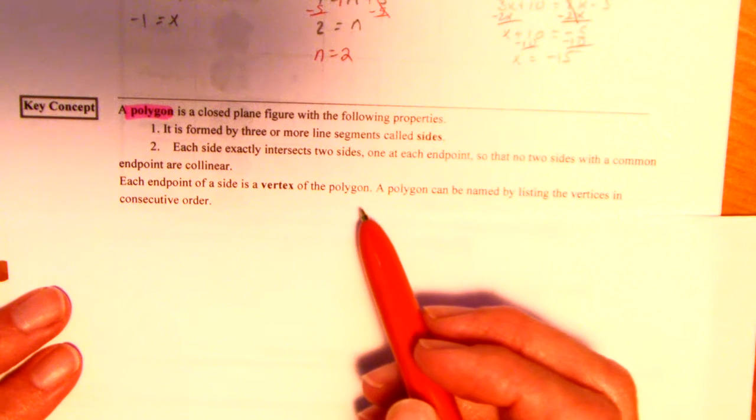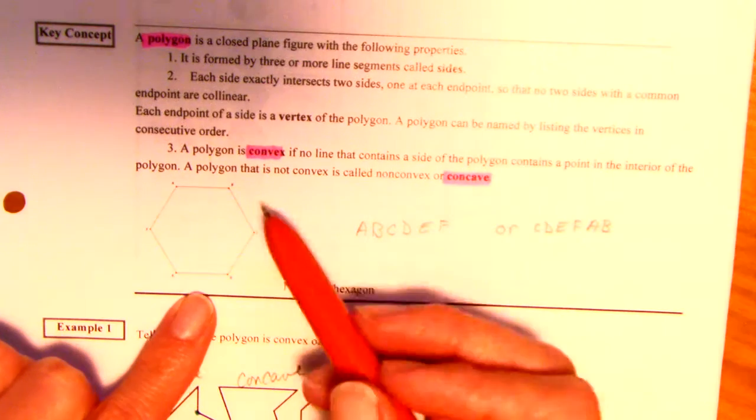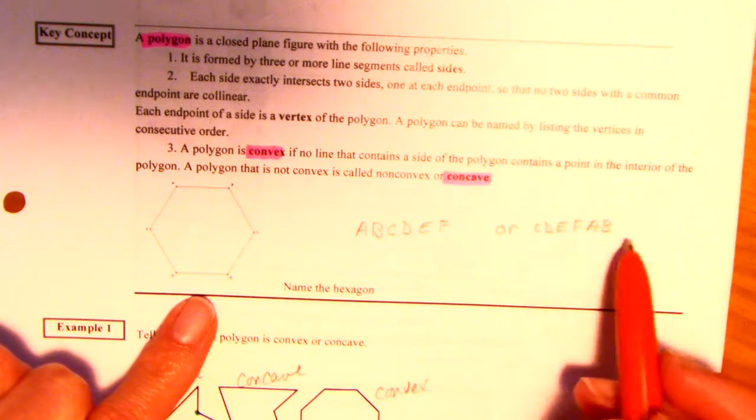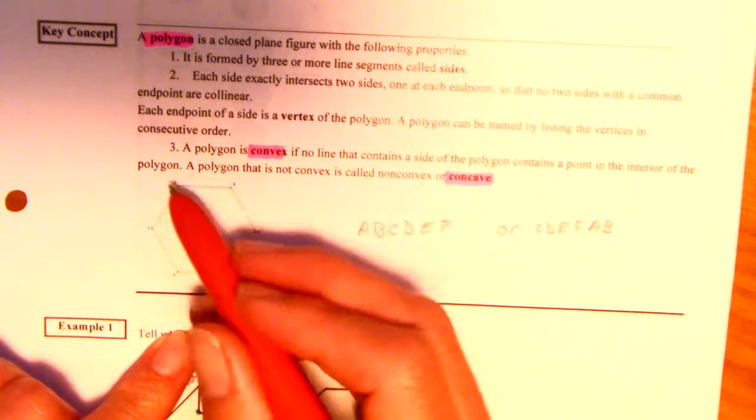A polygon can be named by listing the vertices in consecutive order. So for instance, if you see this shape right here, you can call it A, B, C, D, E, F, or C, D, E, F, A, B, but it has to go in an order. So you're either going to go clockwise or counterclockwise, your choice.